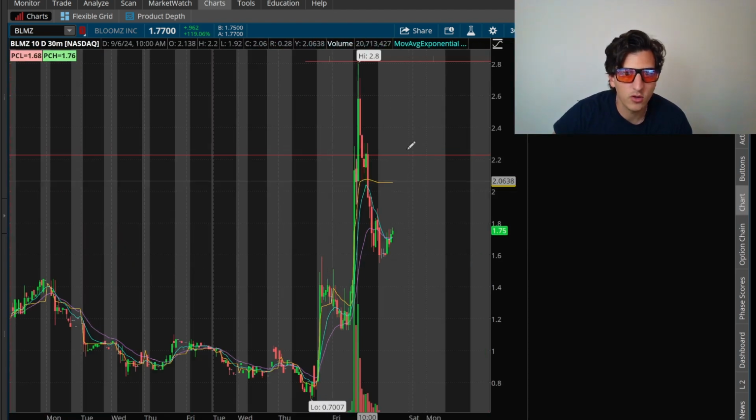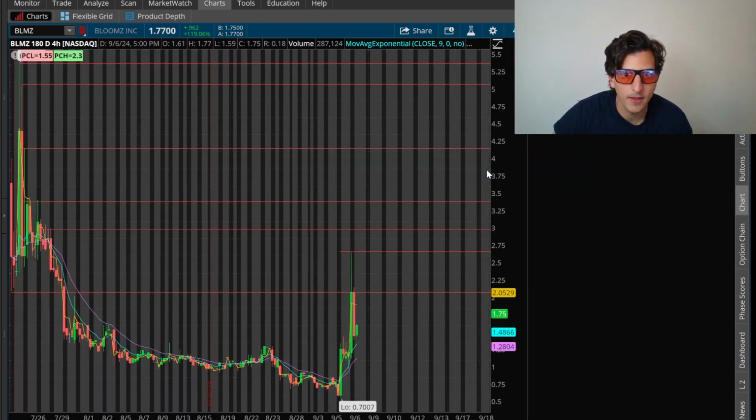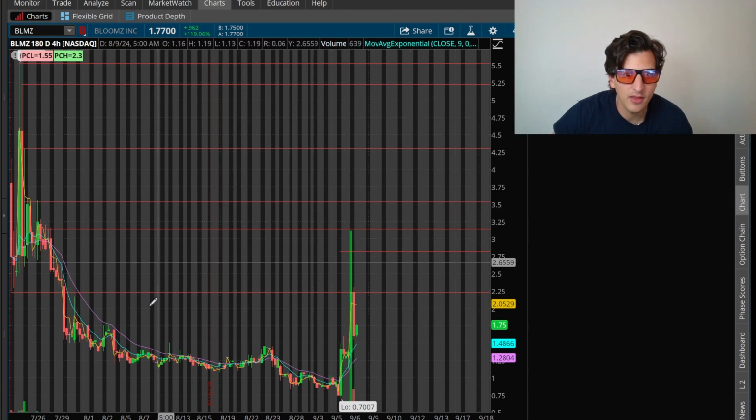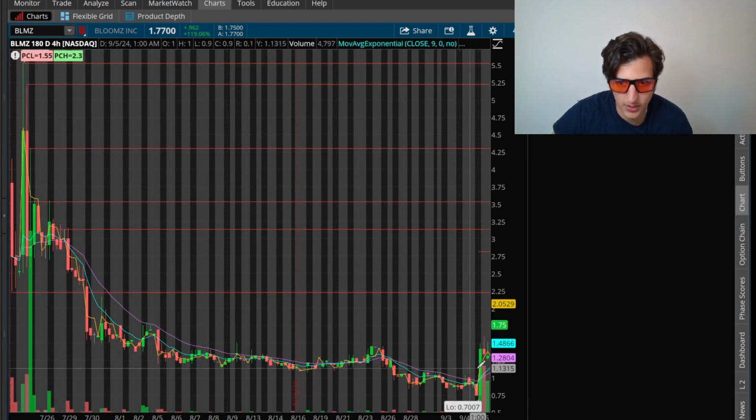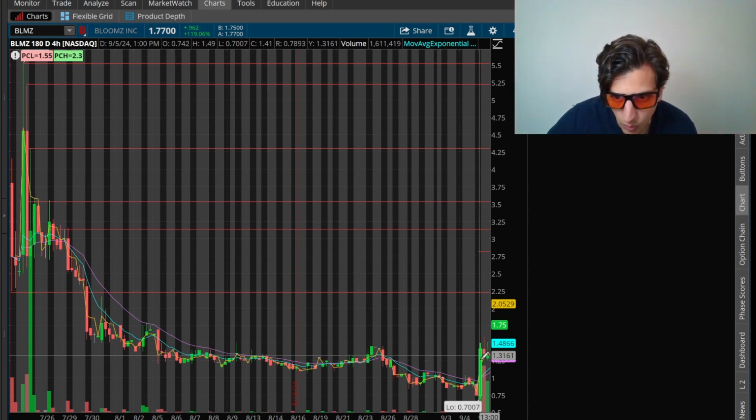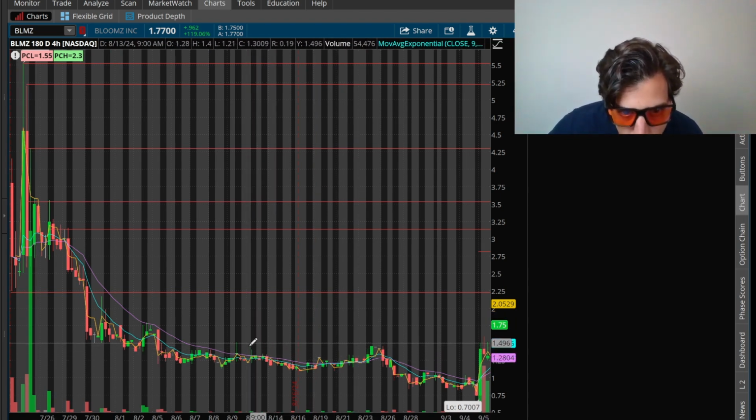So if we take a quick look and analyze BLMZ, let's say that we didn't trade. Let's say that yesterday was non-existent. We didn't trade that day yet. So we're opening up here around 135. Our first real level of resistance is going to be this rejection candle.